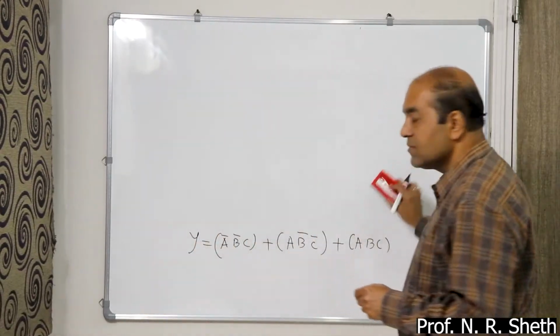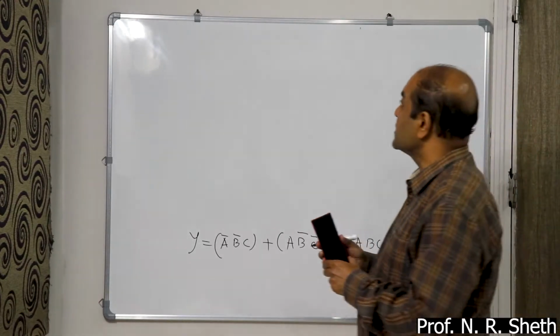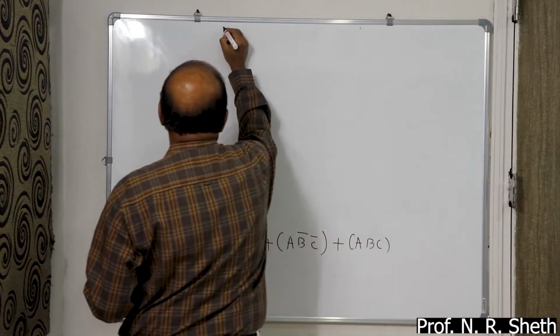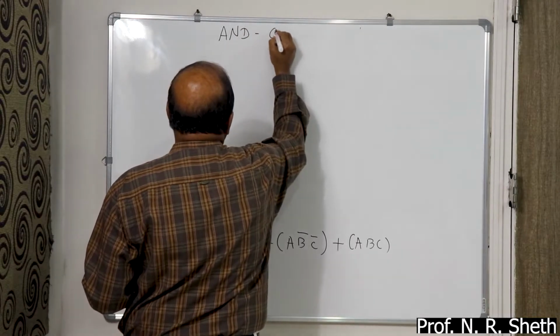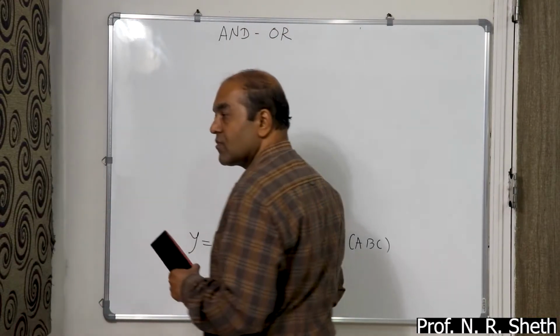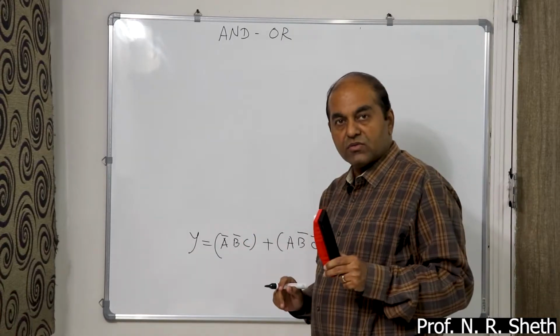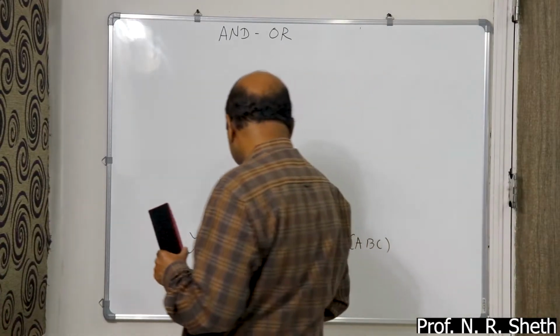Now after this, you have to represent this equation by using an AND OR circuit. Two gates we have to use, the AND gate and the OR gate.